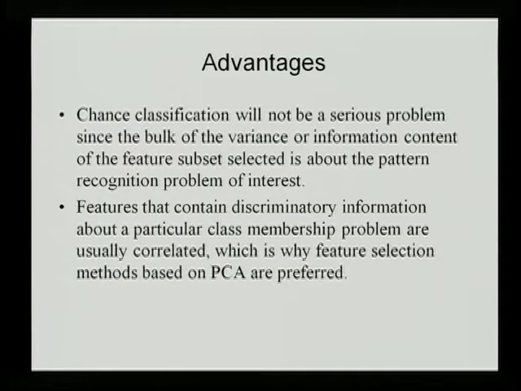There's lots of advantages to doing this. It includes that chance classification is going to be less of a problem because we're using principal components, and the bulk of the variance or information content about the feature subset selected will be about the pattern recognition problem of interest. And features that contain discriminatory information about a particular class membership problem are often correlated. And principal components is an excellent way of assessing the information content of correlated data.